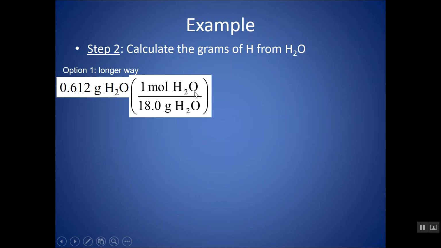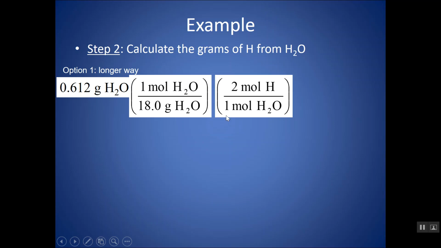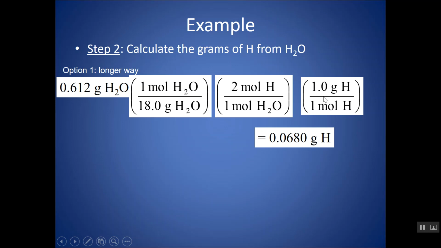Now I can use the subscripts as conversion factors, because remember that a formula represents a mole ratio or an atom ratio. It doesn't represent the mass ratio. It's not a 2-to-1 mass ratio. It's a 2-to-1 mole ratio in this case. Okay, so now I'm in moles of H2O. I can say there's 2 moles of hydrogen for every 1 mole of H2O. And then I can say, okay, every mole of hydrogen weighs 1 gram. Make sure you're not using diatomic hydrogen. Here, the molar mass of just 1 hydrogen is 1. Okay, and then I would get this answer.